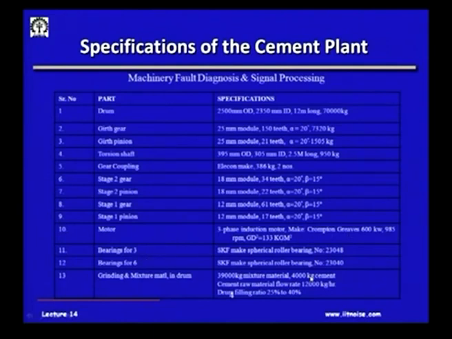And bearings for location 3, 6 are given, and then just for your benefit, the grinding and mixture material in the drum is about 39 tons. So, we get about 4000 kg of cement in it, because this 39 tons is the weight of the grinding media, and then the cement raw material flow is about 12 tons per hour, and the drum filling ratio is about 25 to 40%.